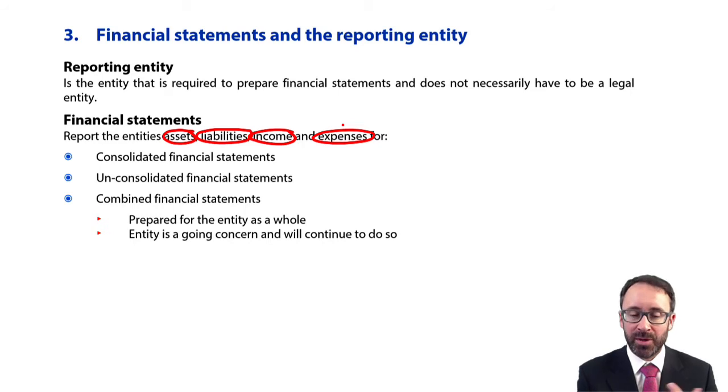On the statement of financial position, we see the assets and liabilities, and assets less liabilities gives you equity. So the framework is giving you guidance as to what you should be reporting there on the SFP. And then in the statement of profit or loss, it's giving you guidance as to the reporting of your income and your expenses. What you need then, however, is to think about how those assets, liabilities, income, and expenses are reported.